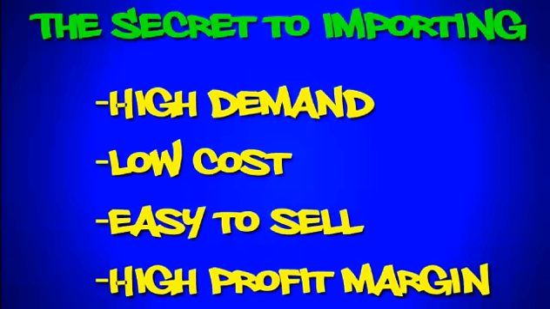The third criteria is you have to sell items that are easy to sell, and this goes hand in hand with high demand, but it's not exactly the same. So you might have a product that's in high demand, but if it's hard to sell, you're not going to make a lot of sales. For example, if you get a high ticket item that costs $1,000, yes, it's in high demand, but it's hard to sell because of the price point.